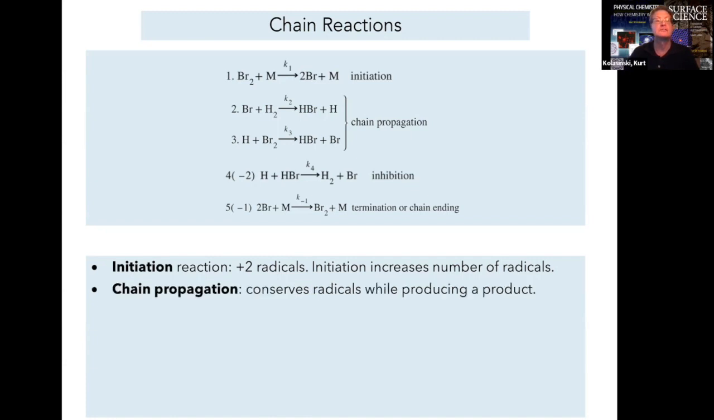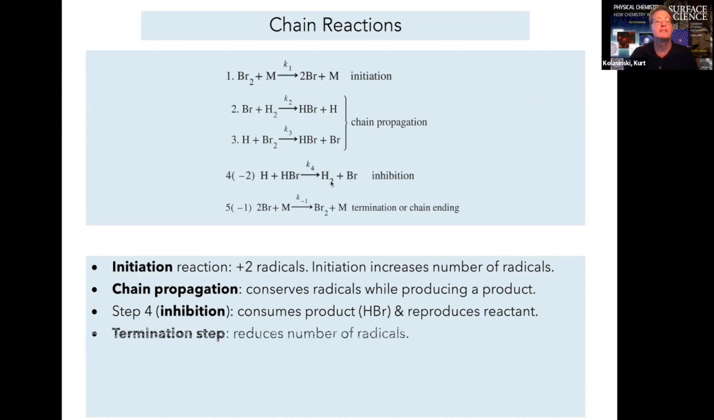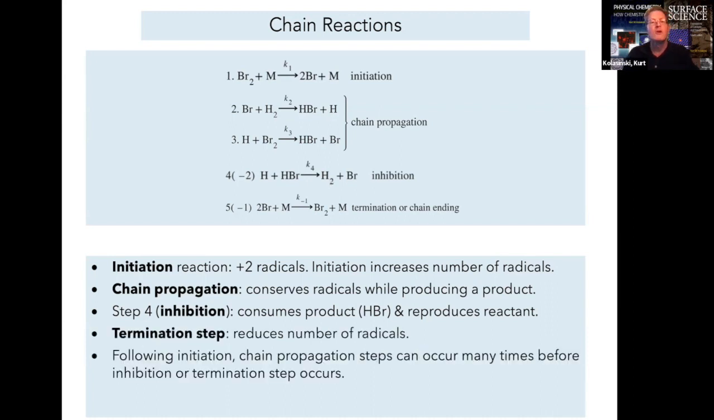The second and third steps are chain propagation steps. These conserve the number of radicals while producing a product, HBr in this case. Step 4 is an inhibition step. It consumes our product and reproduces one of the reactants. Finally, there's a termination step that reduces the number of radicals. Following initiation, chain propagation steps can occur many times before inhibition or termination steps occur.